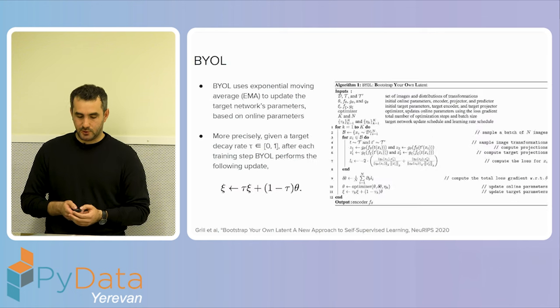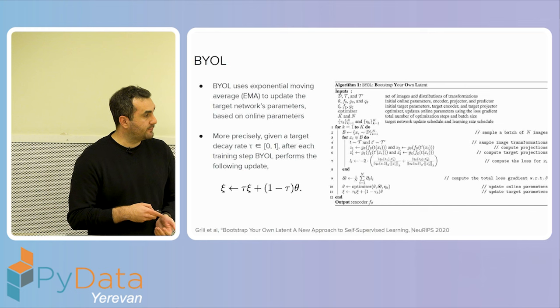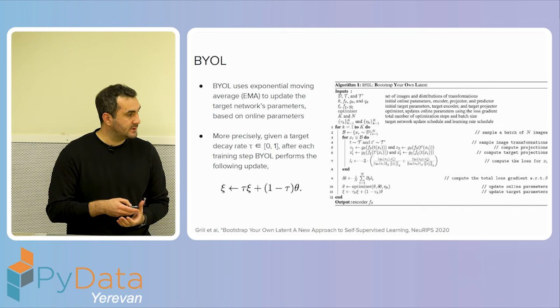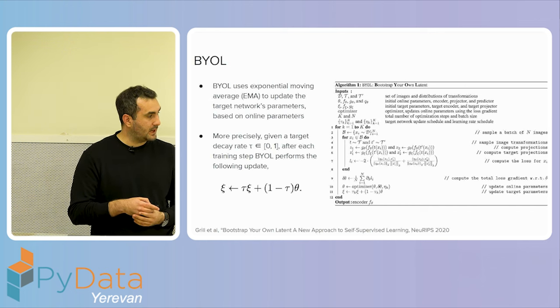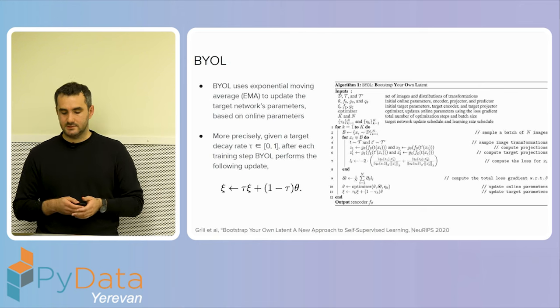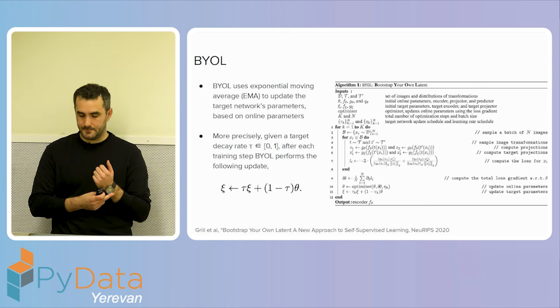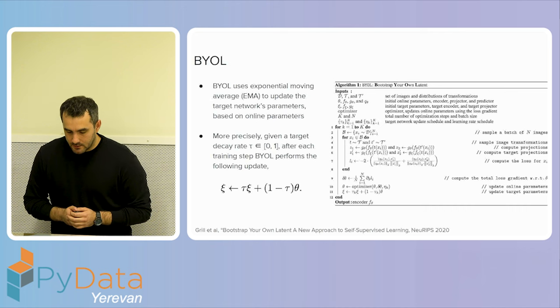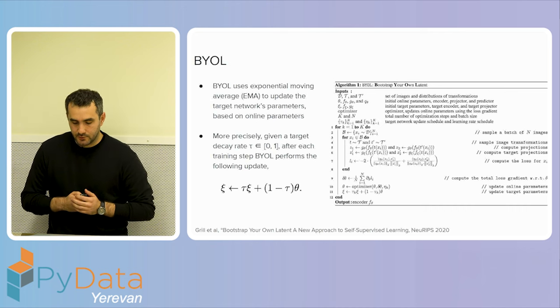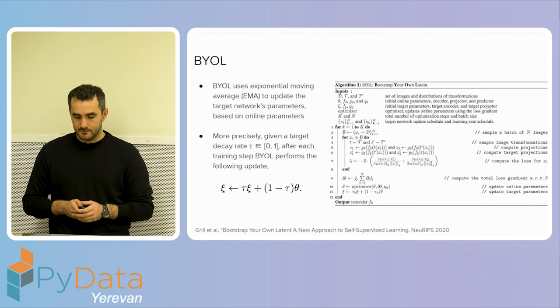Okay, and we have the pseudocode, and then here we have the formula for the exponential moving average. So basically we update the xi by its previous value, and then we add some constant times what we learned from the top network. And then we have a similar pseudocode. We're not going to read it again.